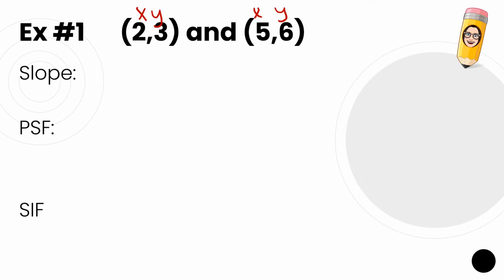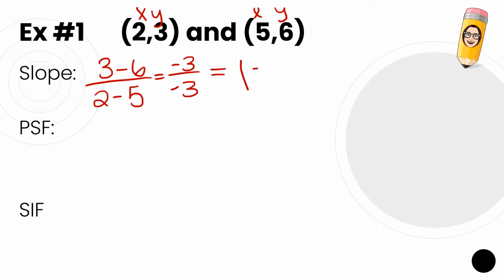I'm going to zoom through this because I have a whole video on slope between 2 points. You're going to have 3 minus 6 over 2 minus 5. Again, if you need more help, see a previous video. Always simplify down as much as you can. Step 2, write in point-slope form.